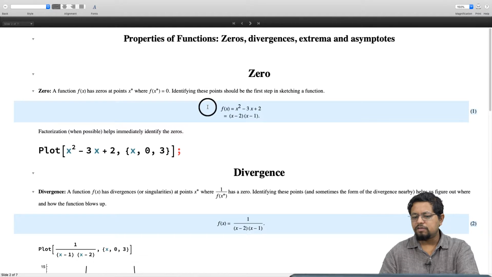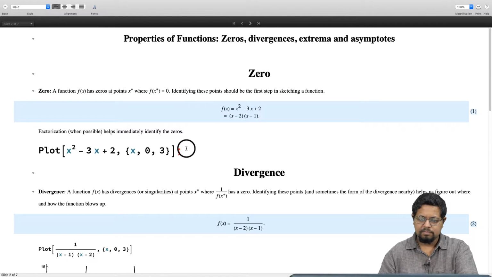For example, let's consider the function f of x equal to x square minus 3x plus 2. We factorize this function, we get f of x equal to x minus 2 times x minus 1. From this, you can straight away read that if f of x is 0, then x star is either 2 or 1. So then x equal to 2 and x equal to 1 are zeros of f of x.